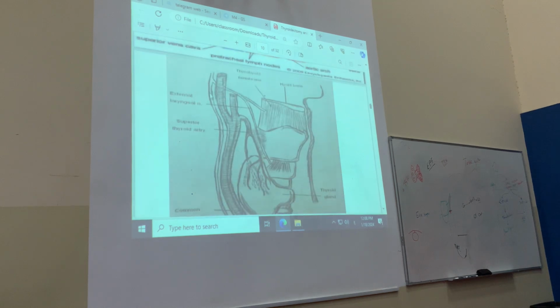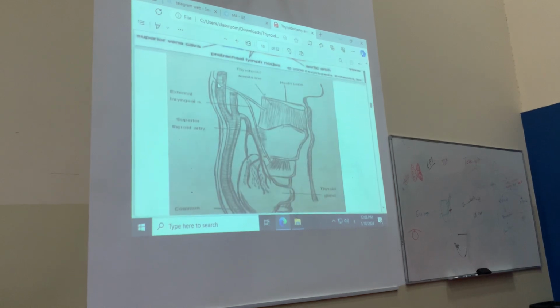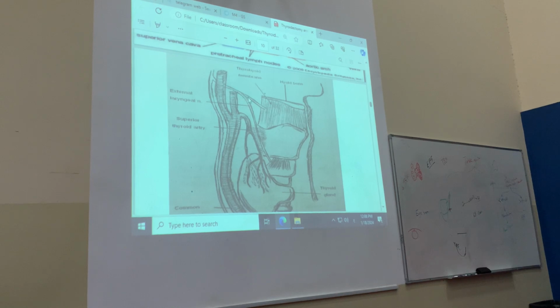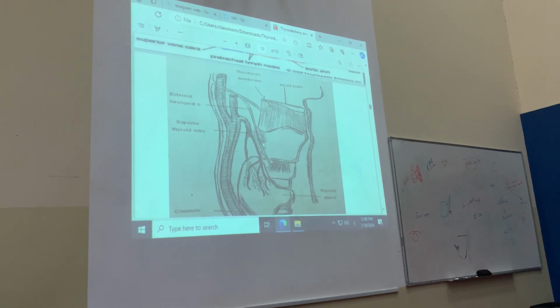Okay, this is the biggest nerve, giving a branch which is the superior laryngeal, with two branches, internal and external, and the external will be very close to the vessel which is the superior thyroid artery.